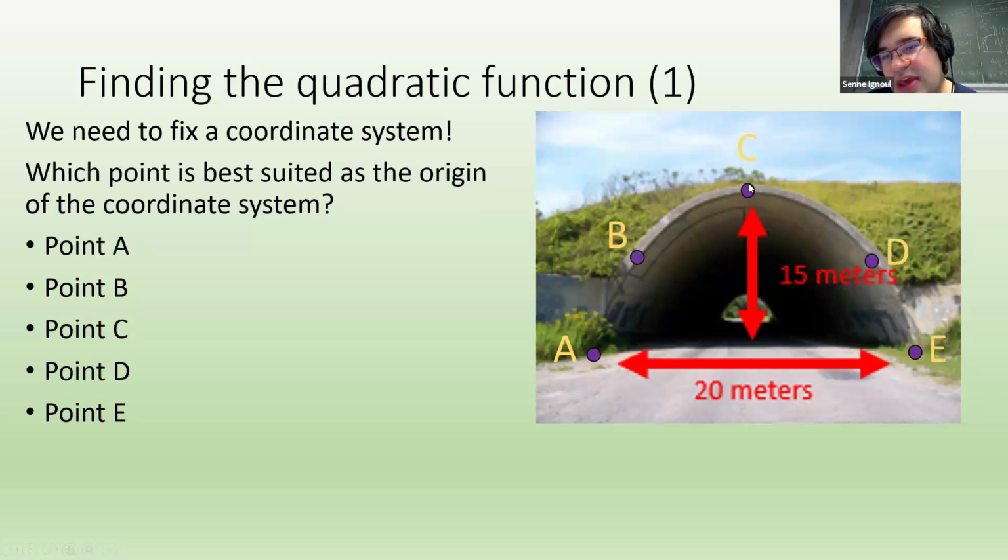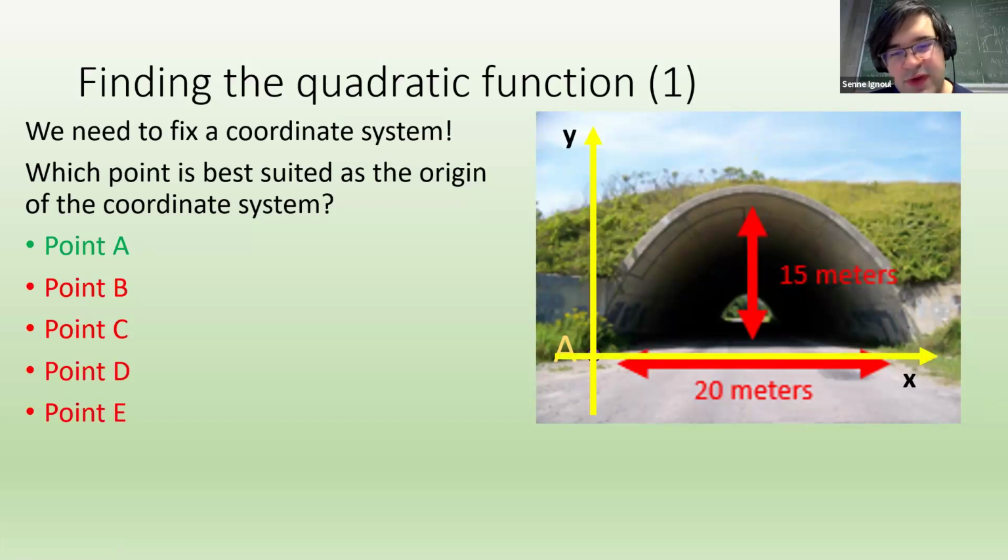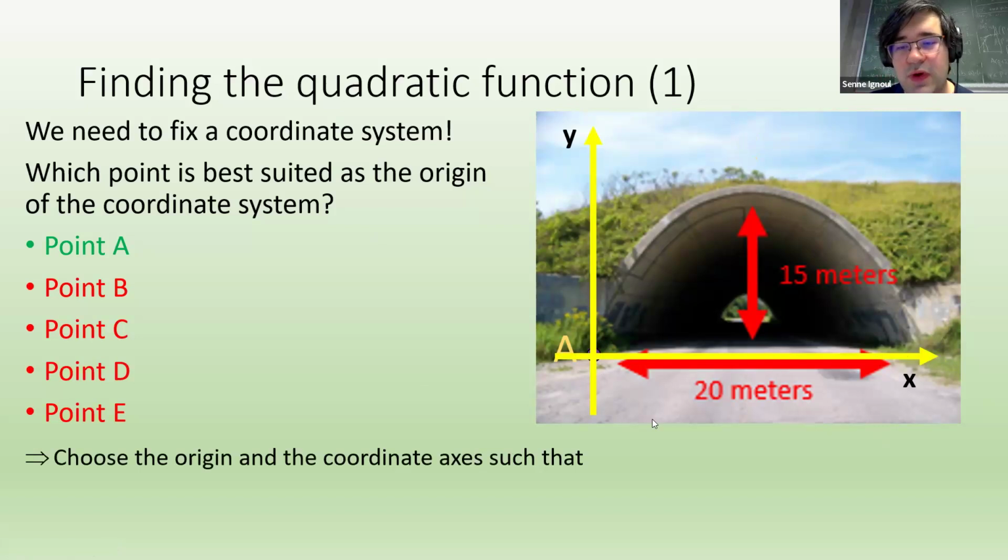And then finally, if we take point C, then we have the same problem, but now for the y values. Then all the y values are negative. So indeed, we take point A with a horizontal x-axis and a vertical y-axis. So in general, what kind of tips can I give you? If you want to choose an origin and coordinate axis to describe a parabola, then first of all, make sure that there is a 0 value, which means that you have to take your origin on the parabola. That makes things much easier.